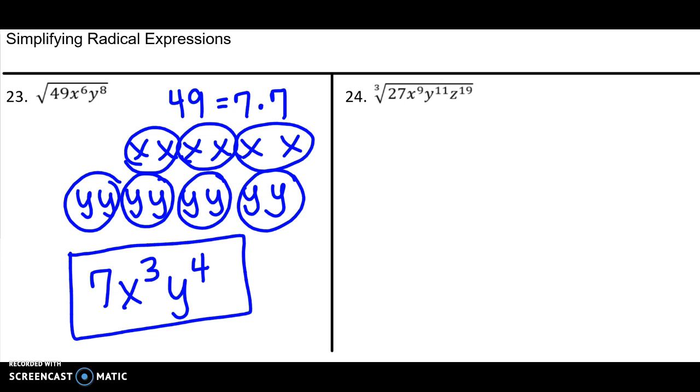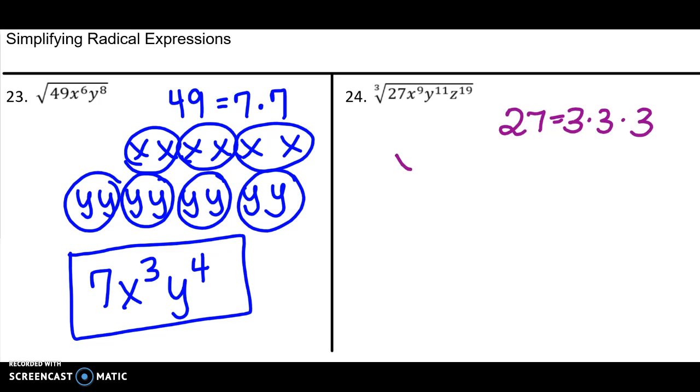Alright, now the next question asks us to find the cube root. So the cube root means we're looking for groups of 3. So we're not looking for pairs anymore like on the square root. Now we're looking for groups of 3. So 27 can be broken down into 3 times 3 times 3. 3 cubed is 27.